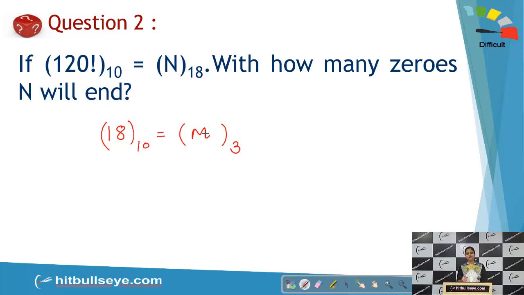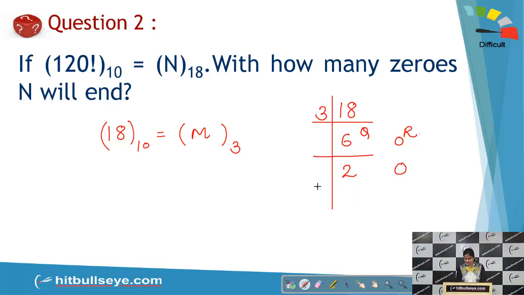First of all, how will you convert any number from decimal to another base? We'll do it by successive division. So what is the criteria? First of all, we will take 18, then we'll successively divide 18 by 3. We'll write the quotient here and the remainder here. So 18 when divided by 3, what is the quotient? 6, and the remainder is 0. Then we'll divide it again by 3. The quotient will be 2 and the remainder will be 0 once again. Then again we will divide. We'll get quotient as 0 and remainder as 2.